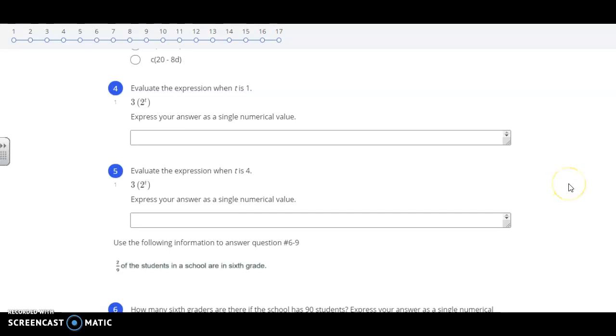Number 5 is similar to number 4. Evaluate the expression when t is 4. 3(2^t). Express your answer as a single numerical value. Pause and solve.